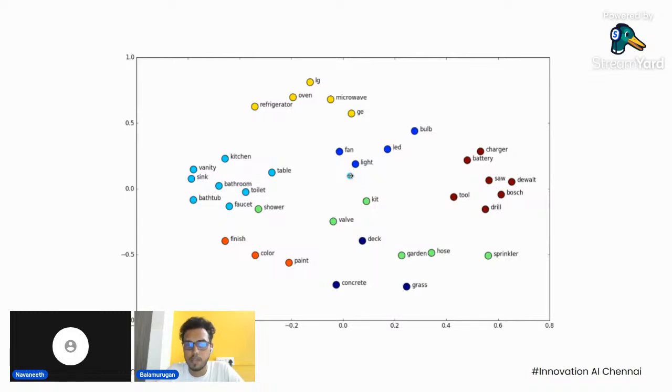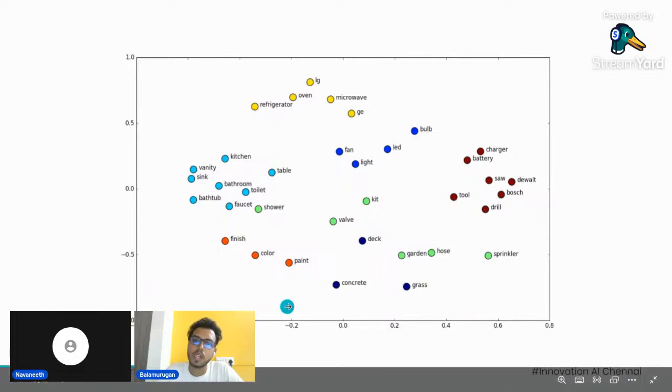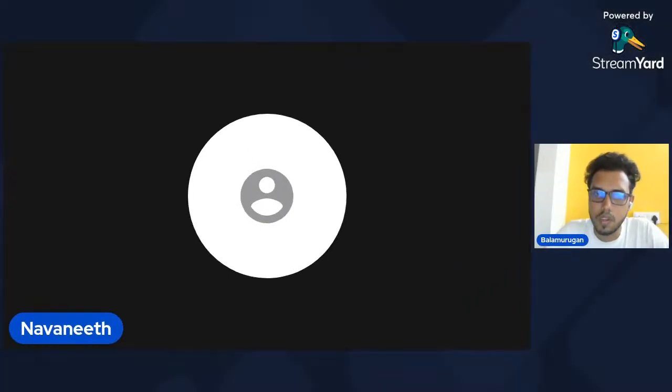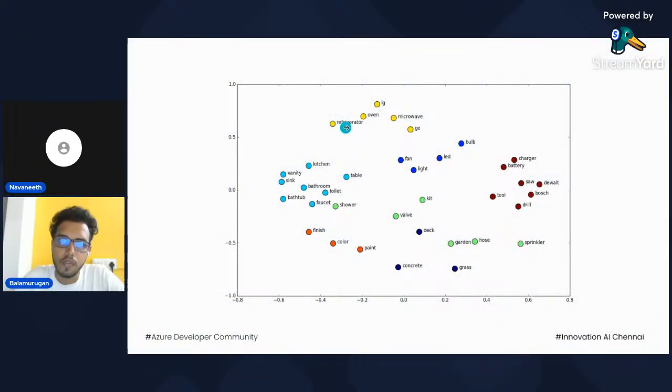For example, after training the model, each word has an embedding, right? Those embeddings are projected as a vector. This is a two-dimensional embedding, projected as a plot. Here we have fan, light, LED bulb. These denote a similar kind of words, clustered together. And here, refrigerator, oven, microwave, LG are all clustered together. So these represent different meanings or categories of words. Here, these are all related to kitchen, table, sink.